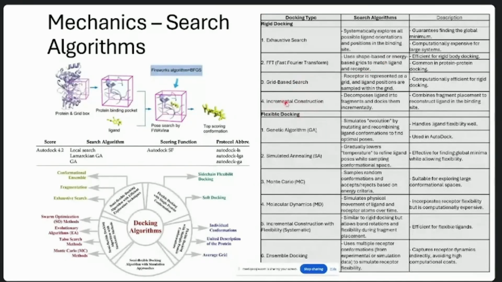We have some systematic processes such as incremental construction. This is a systematic non-random process which decomposes the ligand molecule, or the molecule that we want to dock, into different pieces or fragments, and we dock them systematically or incrementally, and then it reconstructs the ligand in the binding site finally, following certain constraints that will not violate the basic electrochemical laws underlying such interactions.